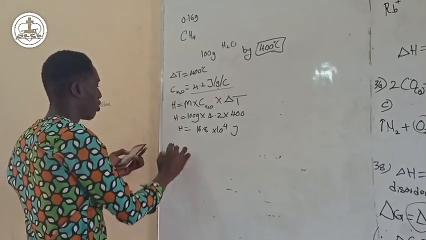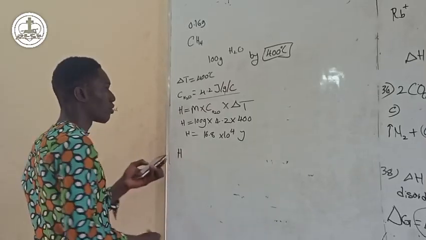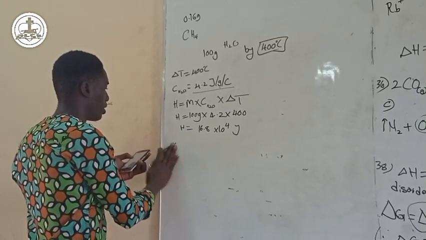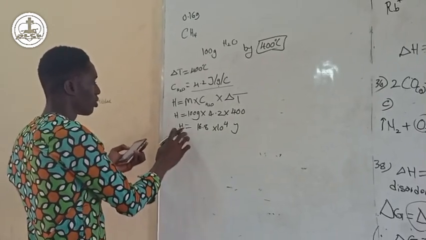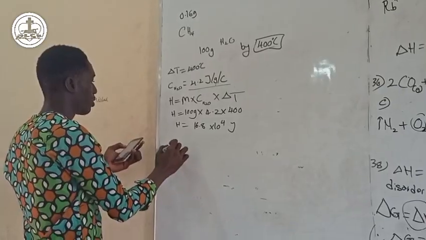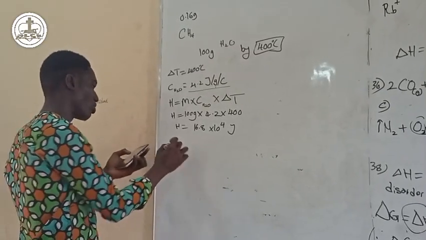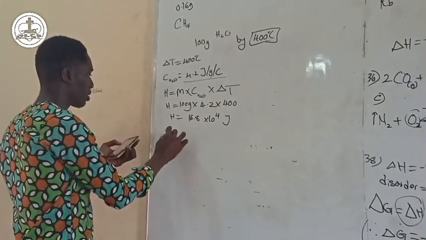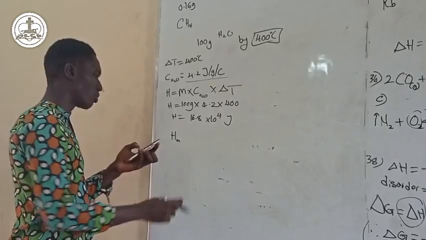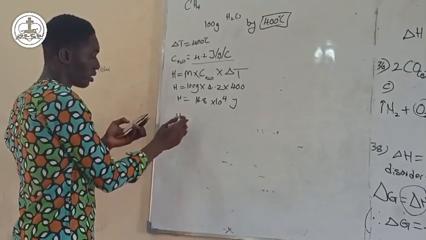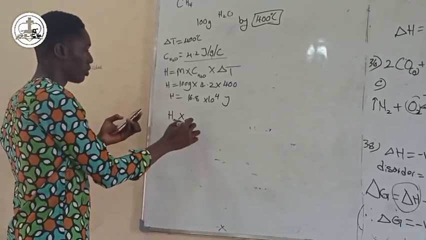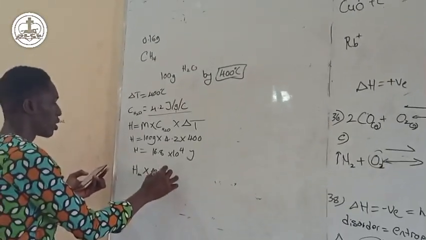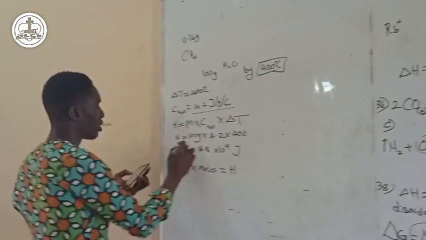The heat of combustion of methane is given as this. So the heat of combustion of methane, let me just say HM. The heat of combustion will be in joules per mole, times the number of moles, it will be equal to H.